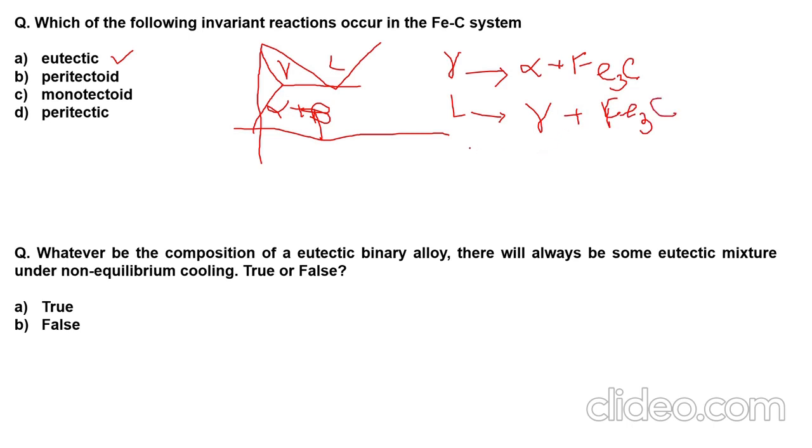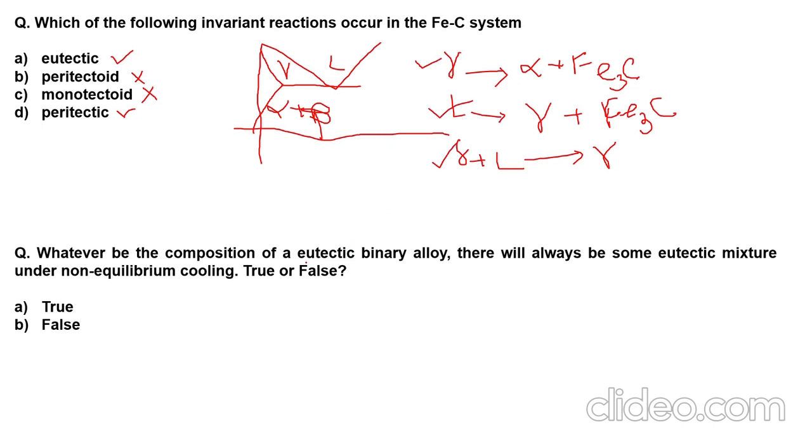And I have one more reaction that is known as peritectic, where we have a transformation of one solid plus liquid, which is delta plus liquid, giving me a solid, which is gamma. So I have these three invariant points because there are three phases involved. So the correct options are eutectic and peritectic. These two are not in the iron carbon diagram. Okay. So we have eutectoid, we have eutectic, we have peritectic.